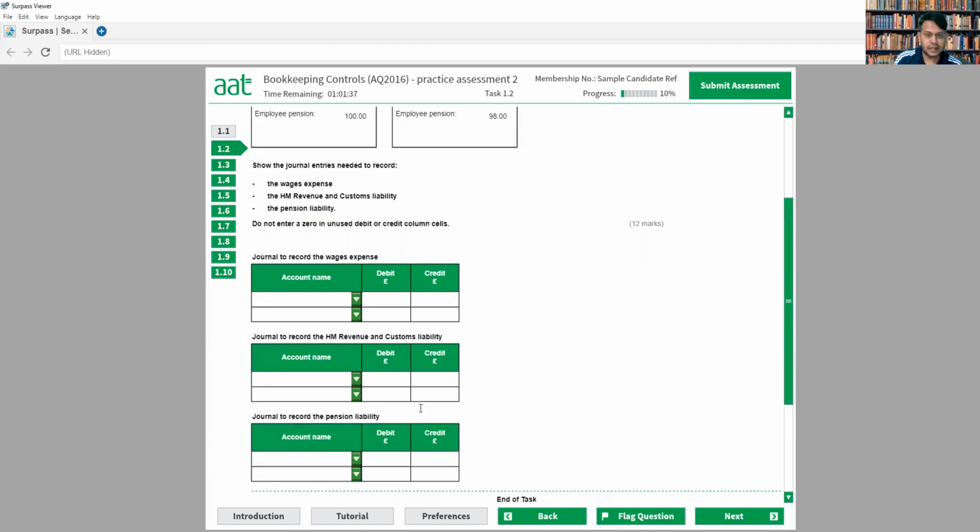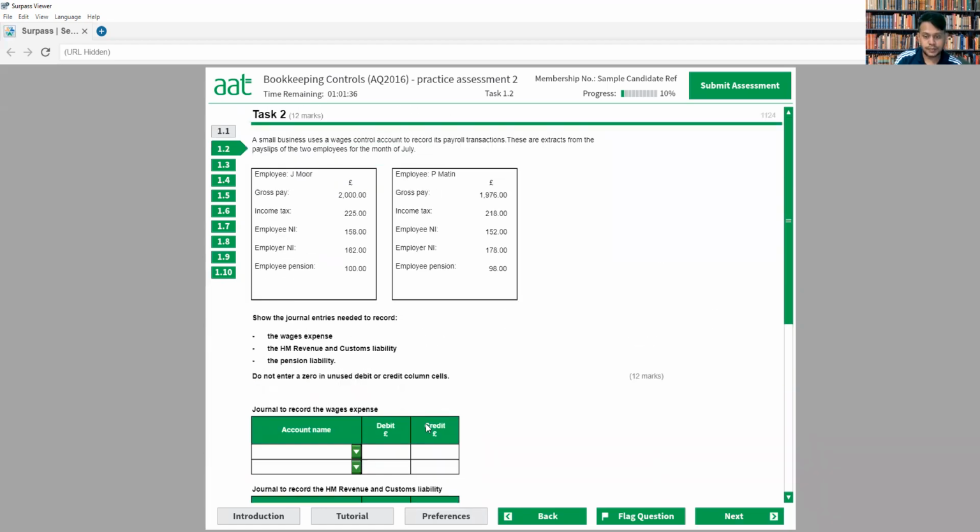So let's write down the journal first, before we actually answer the question. So 3 journals we have to remember from here. The first one is wages expense. So this one will be wages expense debit and wages control credit. Remember, wages control will be everywhere. So when you're making the payroll journal, the wages control has to be there.